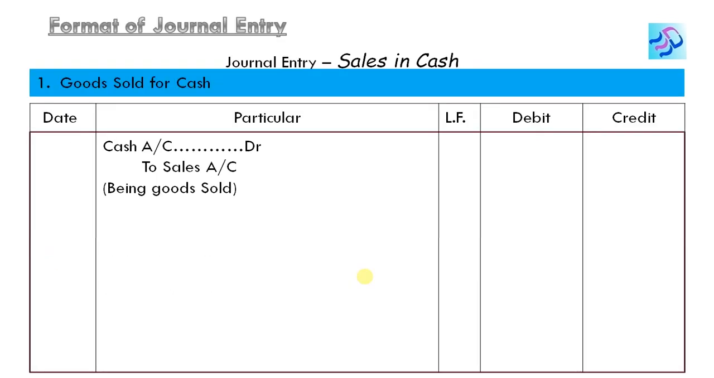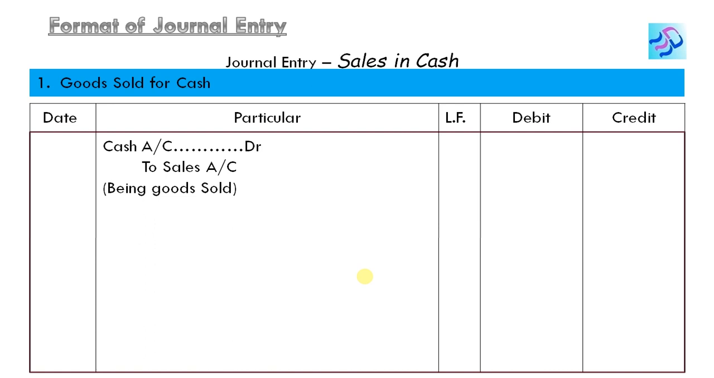So the first type of entry is goods sold for cash. When we sell goods for cash, we receive the cash. As cash follows the real account principle, that is debit what comes in, cash account goes on debit side. When we sell goods, our assets go out.